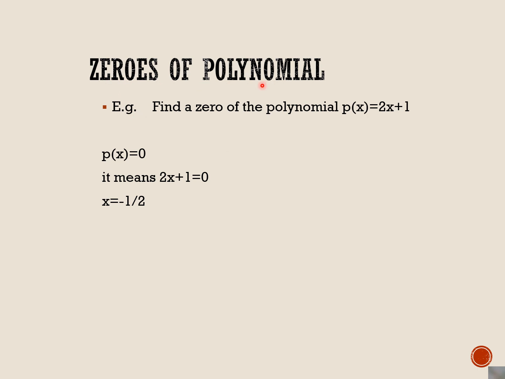Zeros of the polynomial. Here is one example. If you want to find a zero of the polynomial p(x) equal to 2x plus 1, you simply equate it to 0. It means that you are equating 2x plus 1 to 0, then solving it as a linear equation. So x equal to minus 1 by 2. It means x equal to minus 1 by 2 is a zero of the polynomial.